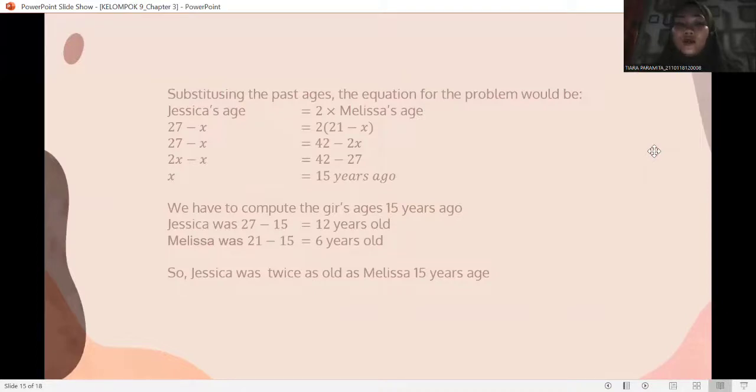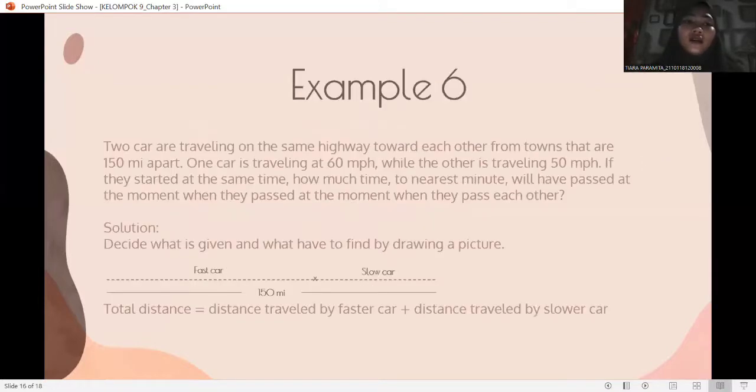15 years ago. We have to compute the girls' ages 15 years ago. Jessica was 27 minus 15 equals 12 years old. Melissa was 21 minus 15, which is 6 years old. So Jessica was twice as old as Melissa 15 years ago. So the next example is example 6.